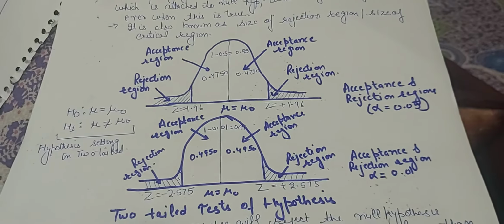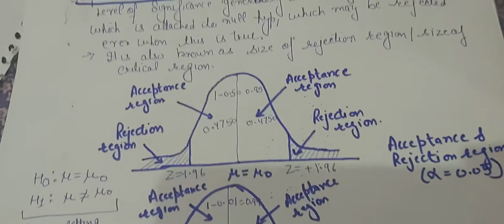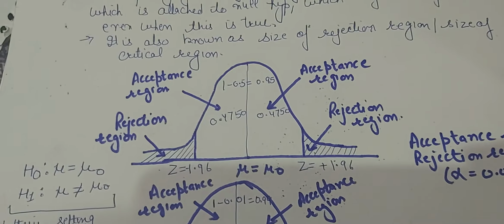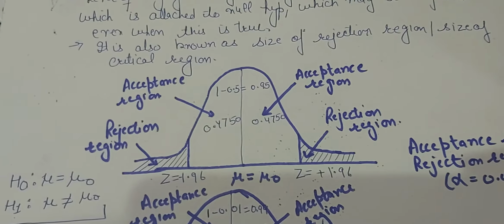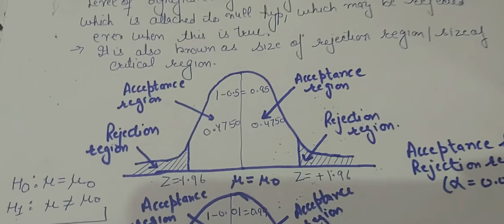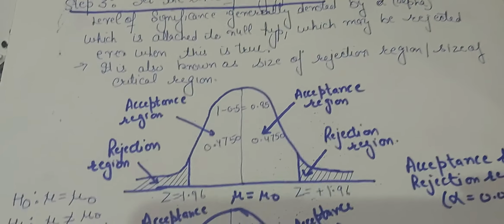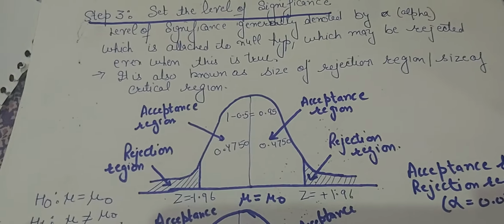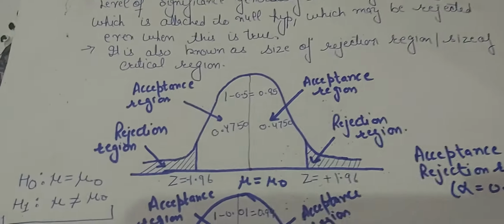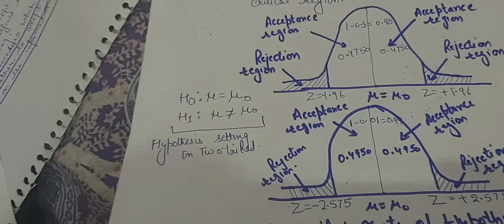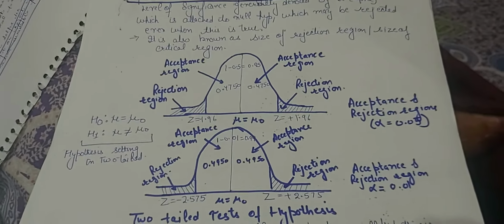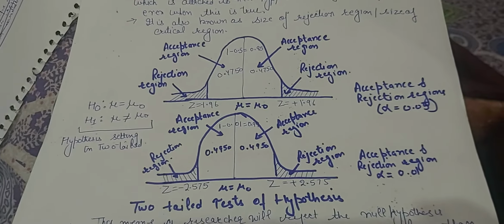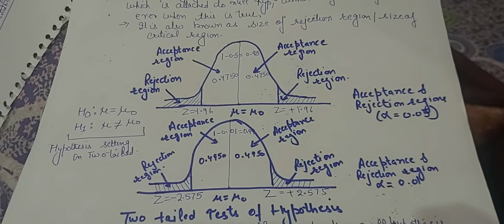If you go to the first again, there are two numbers, 0.4750 on both sides in the acceptance region. If you add both of them, 0.4750 plus 0.4750, it comes to 0.95, that is 95% distribution. One more thing: these are two-tail tests, because the rejection regions are at both ends of the normal distribution curve.